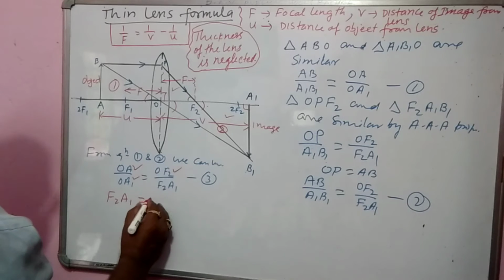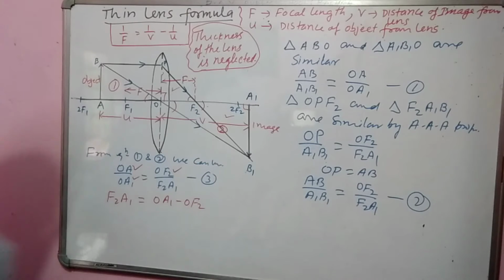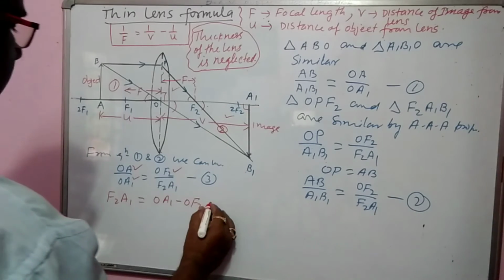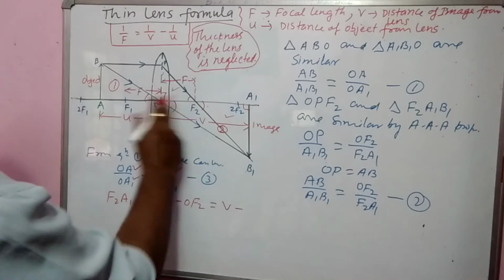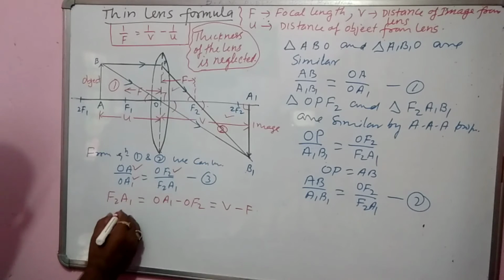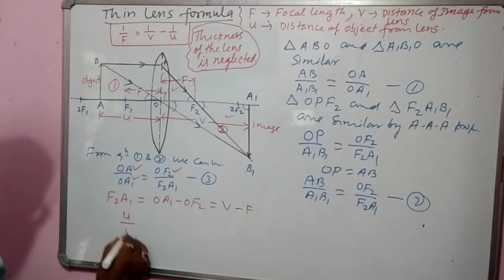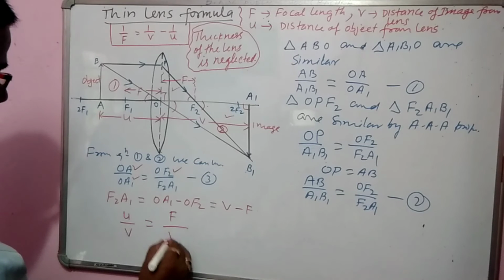F2A1 can be written as OA1 minus OF2, and OA1 is given here. OA1 is v and OF2 is f, so v minus f. So substituting here, OA is equal to u, OA1 is equal to v, OF2 is f, and this is v minus f.